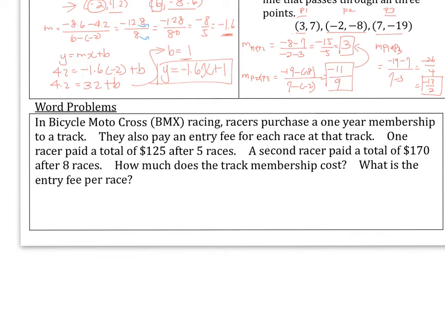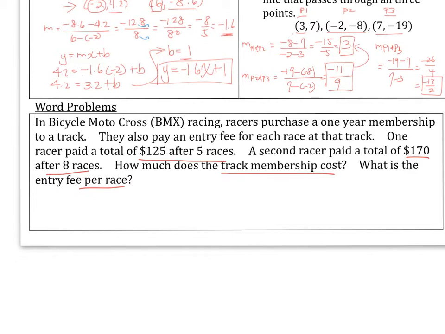In bicycle motocross BMX racing, racers purchase a 1-year membership to a track. They also pay an entry fee for each race at that track. One racer paid a total of $125 after 5 races. A second racer paid a total of $170 after 8 races. How much does the track membership cost? What is the entry fee per race?